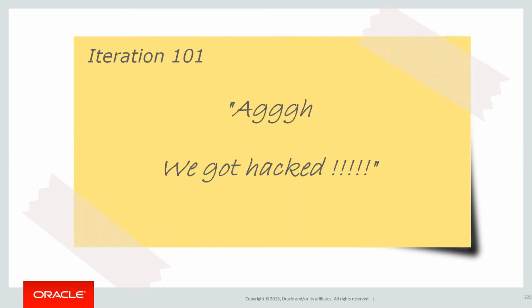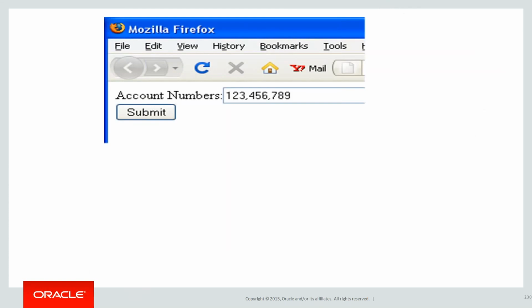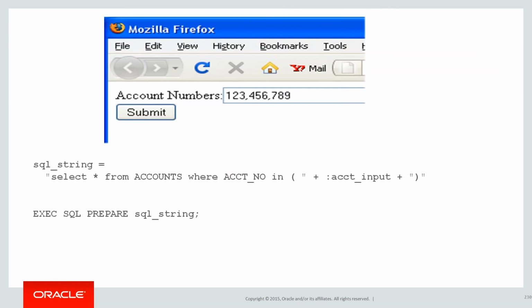This is the kind of thing you get. We got hacked. Why did we get hacked? Because what happens is people build code like this. On the web page, you can type in up to 3 account numbers, and then somewhere in the code, someone simply said, simply append those 3 numbers into a string, and run that string.